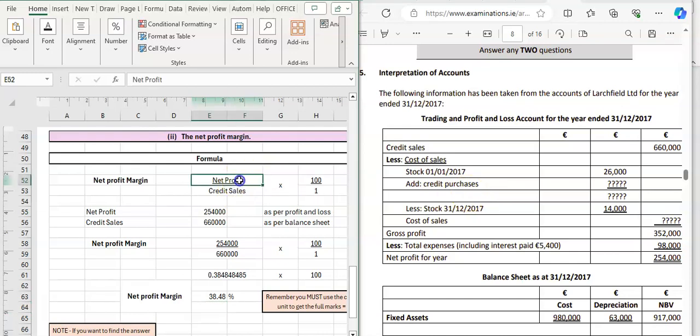You need to identify your net profit and your credit sales, divide your net profit by your credit sales, and then multiply by 100. That's going to give you 38.48%. Remember to use the correct unit, so percentages is important here to get the full marks.